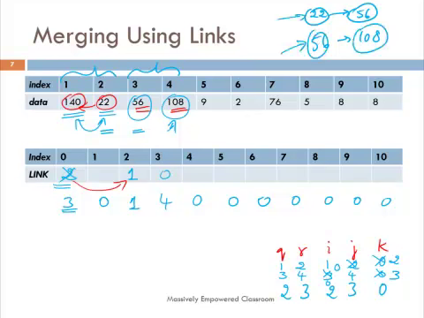One says 22, 56, 22 and 140. And the other one says 56 and 108. We need to merge those two. So we compare 22 and 56. 22 is actually less, right? So then it says link K should become I. Link 0 should become 2. That will be the new value. K should become I. So K becomes 2.